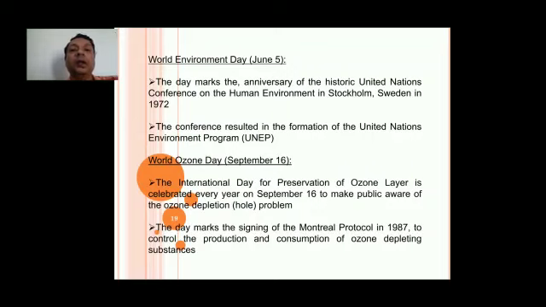World Ozone Day, September 16. The International Day for Prevention of Ozone Layer is celebrated every year on September 16 to make the public aware of the ozone depletion problem. The day marked the signing of the Montreal Protocol in 1987 to control the production and consumption of ozone depleting substances.